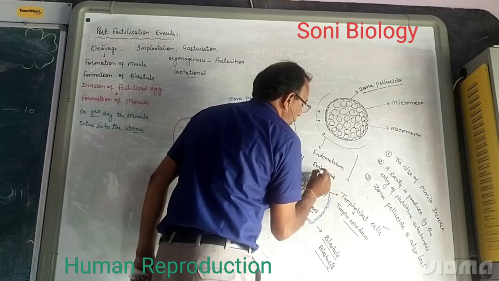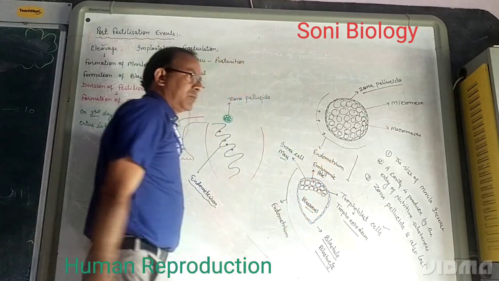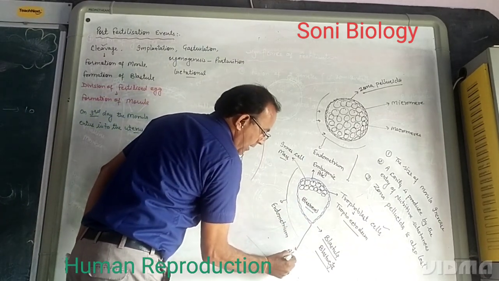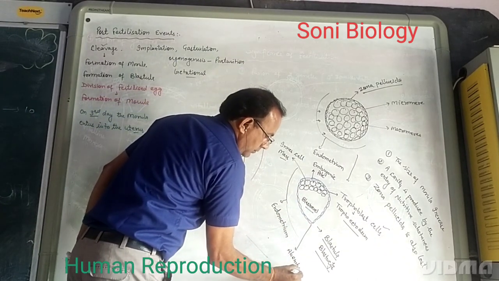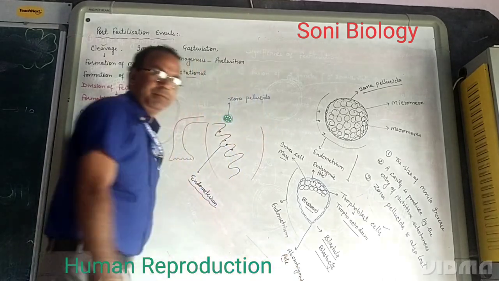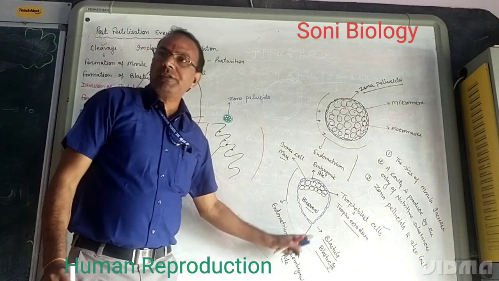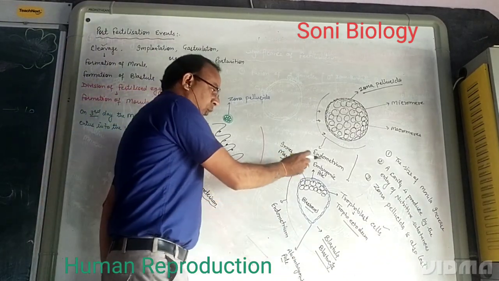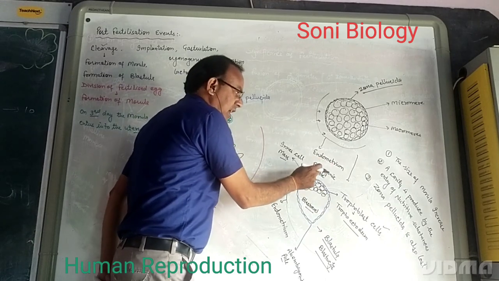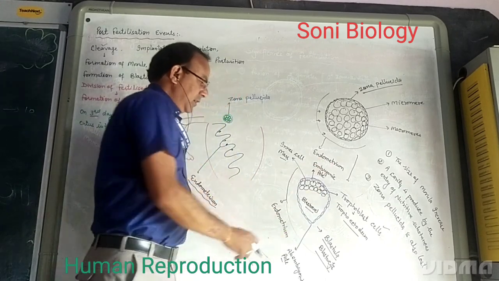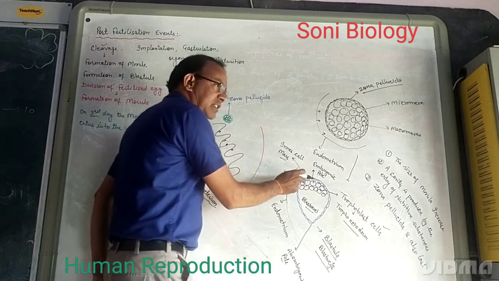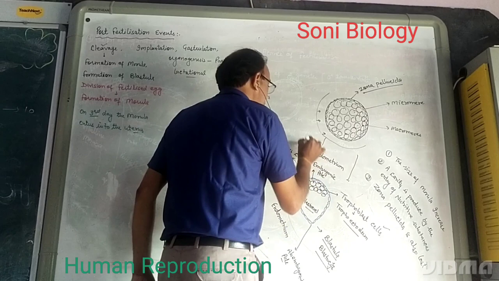Embryonic pole or embryonic end, and just opposite to the other is called the abembryonic pole. There are two poles like this. The pole in which the inner cell mass is gathered on one side is called the embryonic pole, and the opposite end is called the abembryonic pole. This is also called the embryonic node.